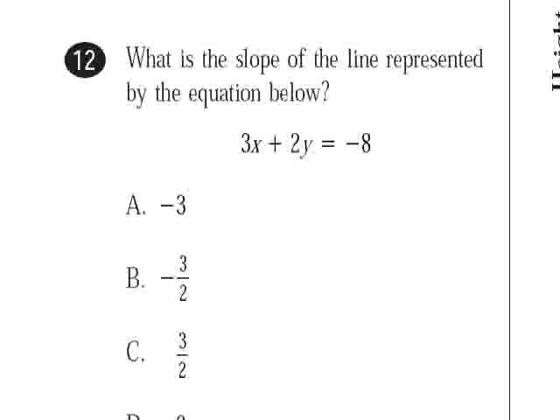So it was 3x. Oh, whoa. Yeah, certain places I write on this pad, it doesn't like. So 3x plus 2y equals negative 8. Yeah, negative 8.